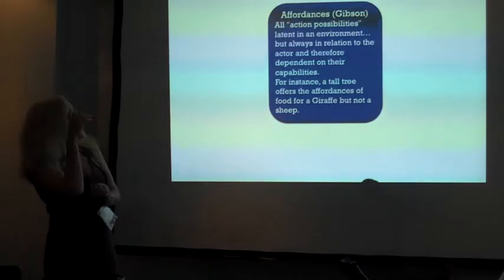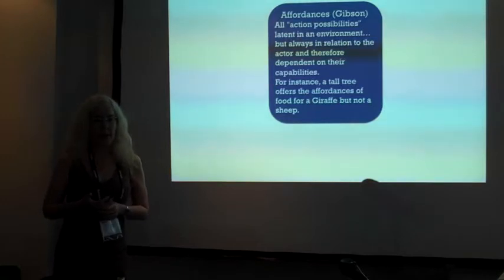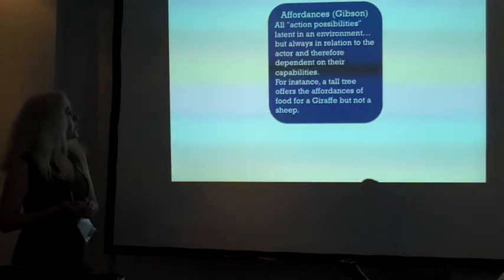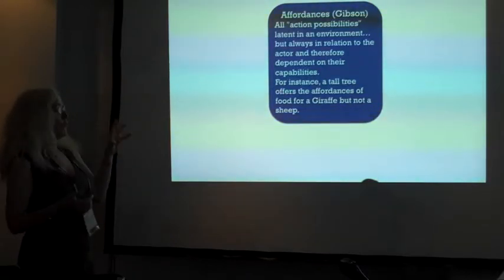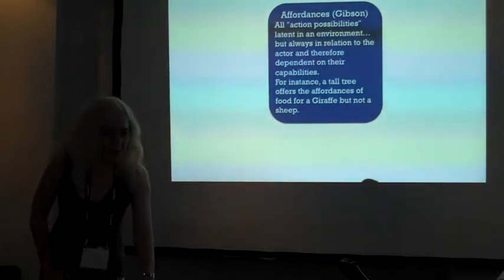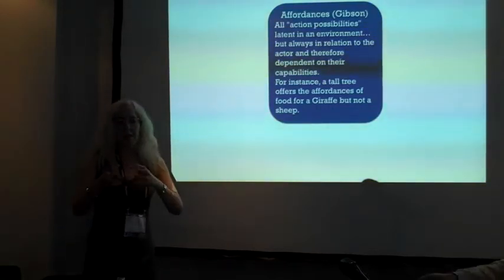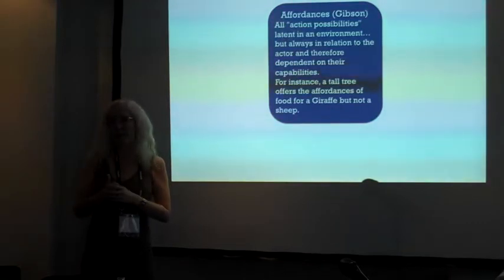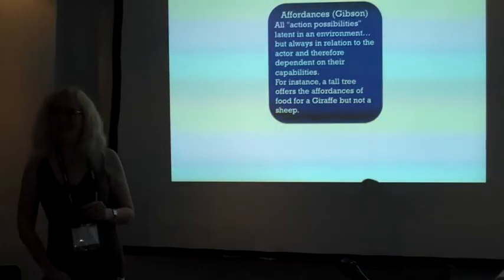So the notion of affordances goes back to an ecological perspective by Gibson in the 70s, and he argued that all action possibilities are latent in the environment but always in relation to the actor, and therefore dependent on their capabilities. For instance, a tall tree offers the affordance of food for a giraffe but not for a sheep. So we've adapted that because we think that really nicely articulates the relationship between tools and practices. Now, I have to say, the notion of affordances is controversial. Not everybody agrees with it, so that might be a bar conversation later.